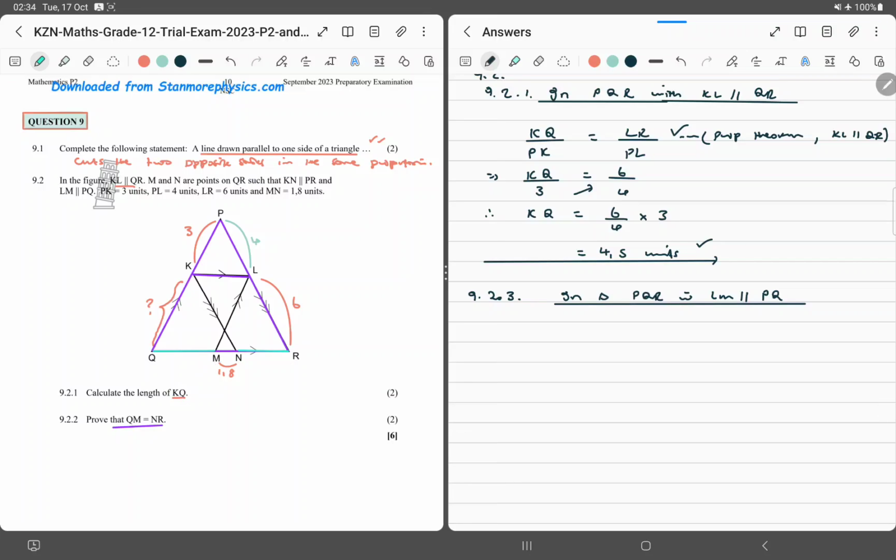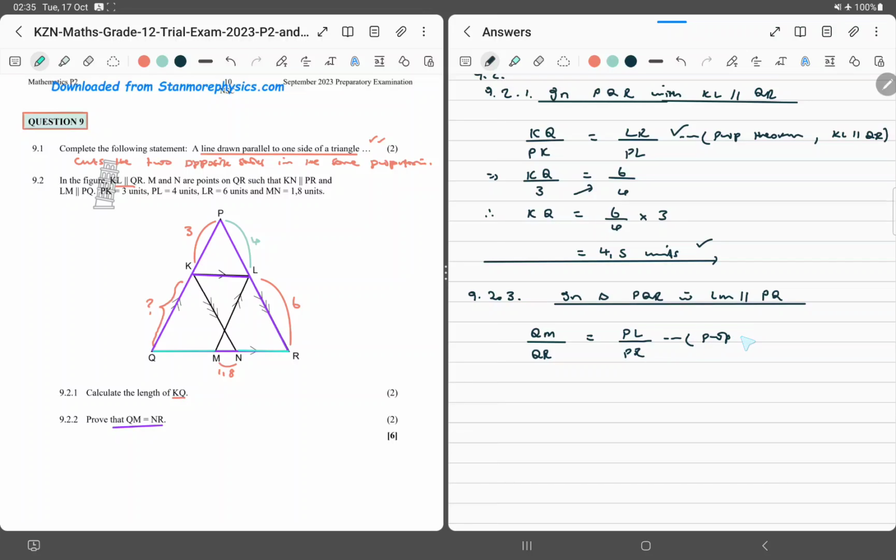Now we want to find QM, so we can say QM over QR. QM is on the big side QR, and we're going to say that over the whole side QR should be the same as that side PL over the entire side, which is PR.